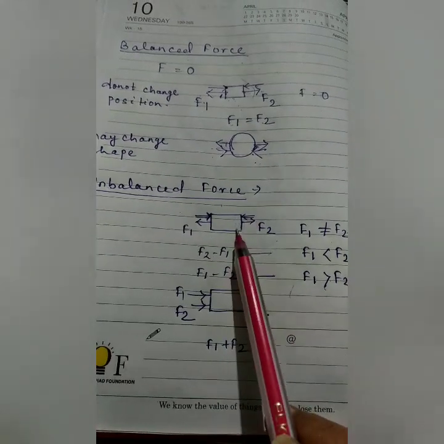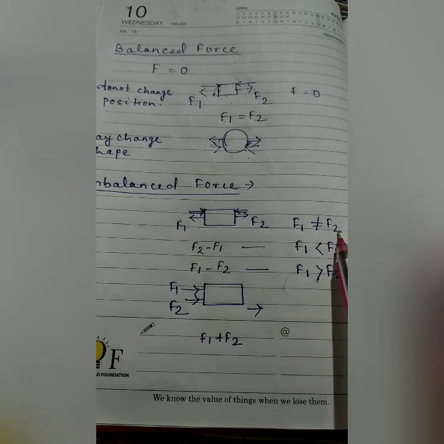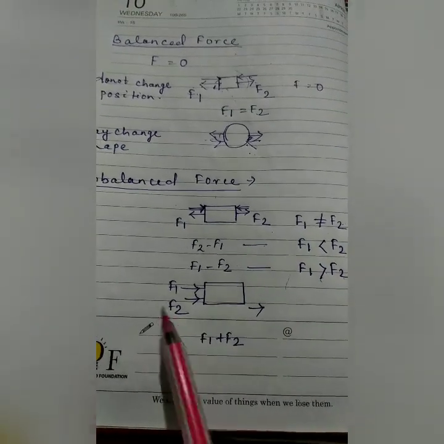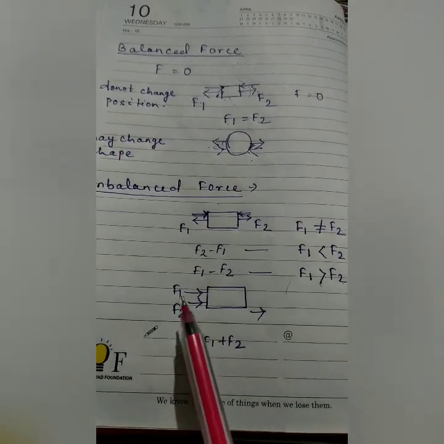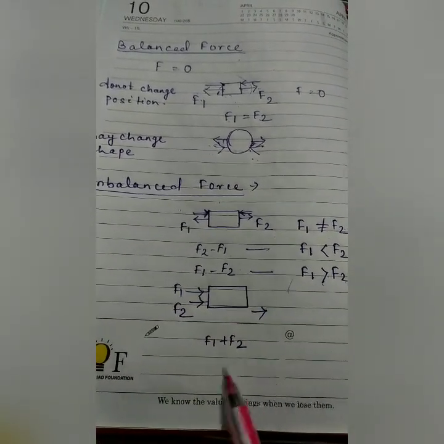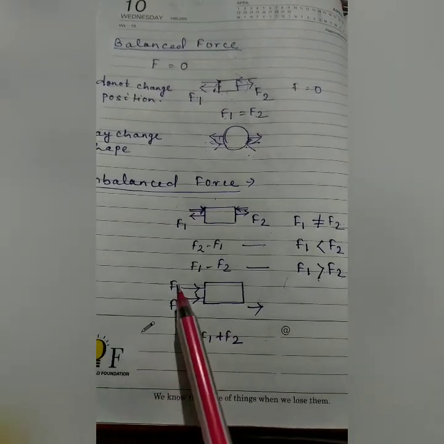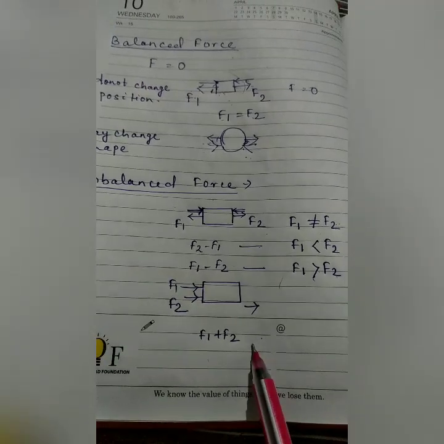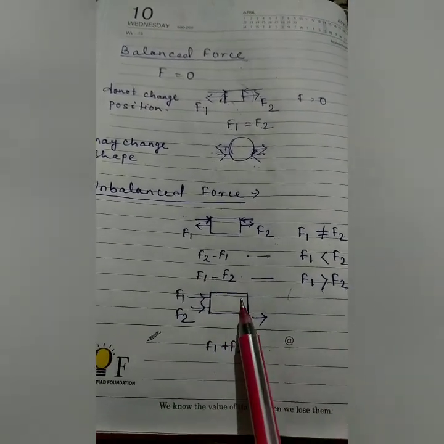This is for when the two forces are acting in the opposite direction but are not equal in magnitude. But in another case, when two forces or more than two forces are acting on the object in one direction, then the total net force will be added up. If two forces, then F1 plus F2. If three forces, then F1 plus F2 plus F3. In this way, we can add the forces acting on the object.